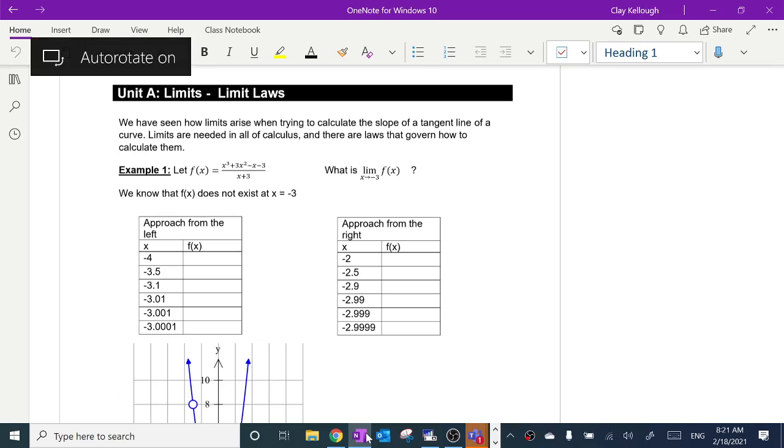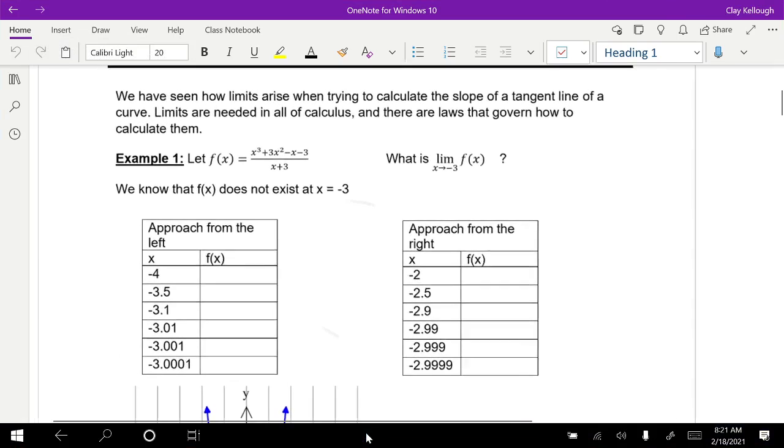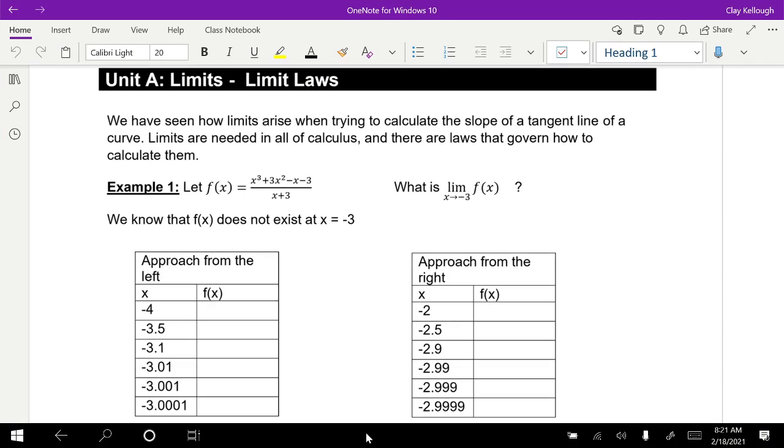It's a rational function, which means basically it's a big fraction. And here's the preamble. We have seen how limits arise when trying to calculate the slope of a tangent line of a curve. Limits are also needed in all of calculus, and there are laws that govern how to calculate them. So, for our first example, we're going to look at a rational function f of x. And the numerator of the function is a cubic, and the denominator is linear.